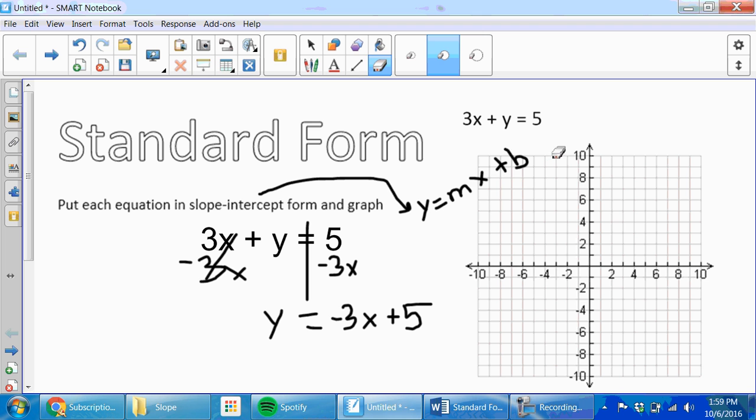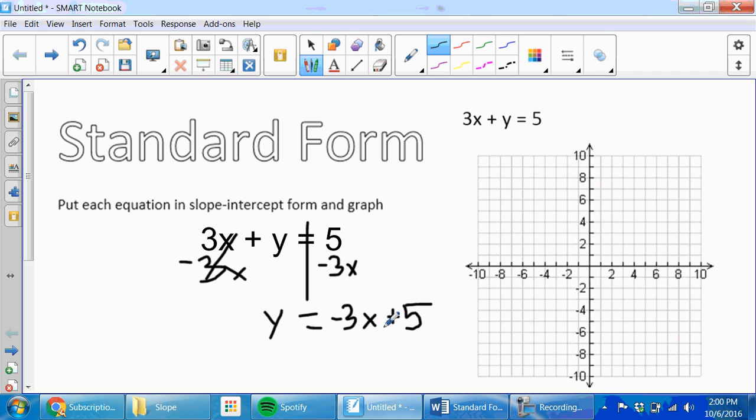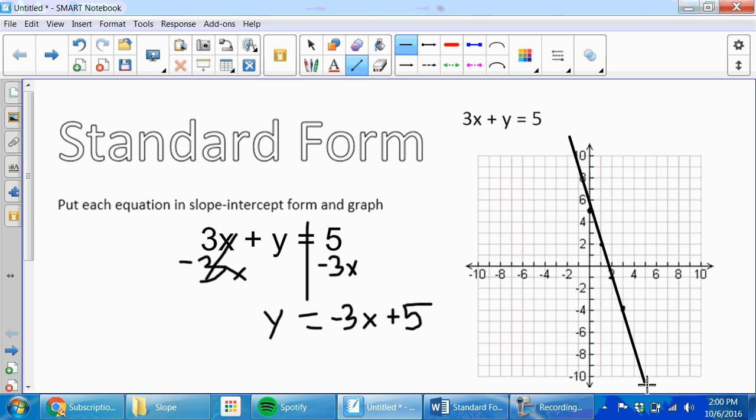Once I have that written in slope-intercept form, I can then graph it. Okay? So I'm going to make a point on my y-intercept, which is 0, 5. And my slope would be down 3 because it's negative. Down 3 and then right 1. So down 1, 2, 3, right 1. That's where that would be. I would then make my line for my graph. Boom.